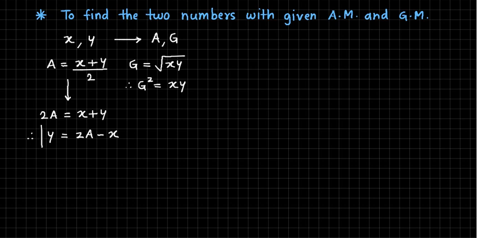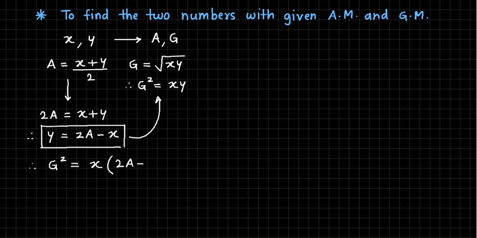So we have got the value of y in terms of x, and now we substitute that in the equation G square equal to xy. So therefore we will get G square is equal to x into, in place of y we will now write, 2A minus x. So that gives us 2A into x minus x square. So therefore finally we have, bringing x square on left hand side we make it positive, x square minus 2A into x plus G square is equal to 0.